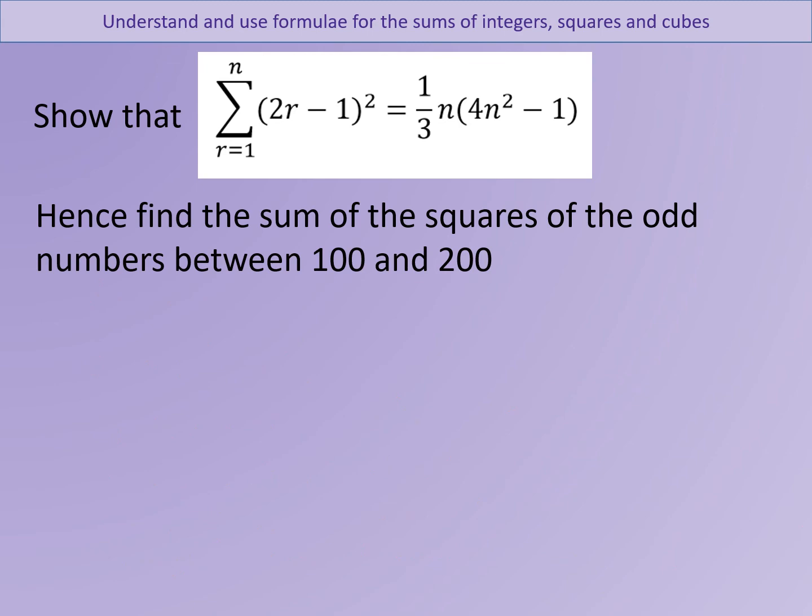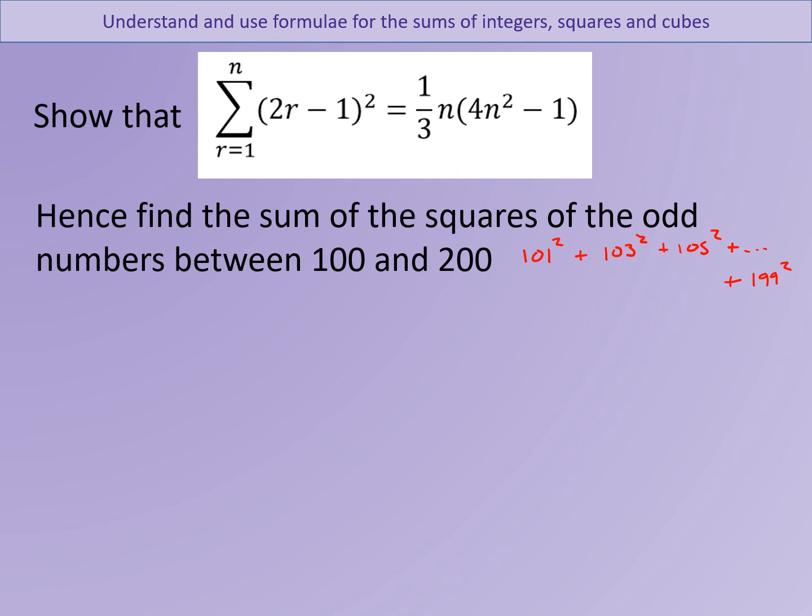So for the second part of the question, the word hence means use what you've just done. So we're going to somehow use this formula to find the sum of the squares of the odd numbers between 100 and 200. So what this is asking is it's asking us to take the odd numbers between 100 and 200. So start with 101, square it, then 103, square it, 105, square it, and keep going until you get to the last odd number before 200, which is 199, and square that.